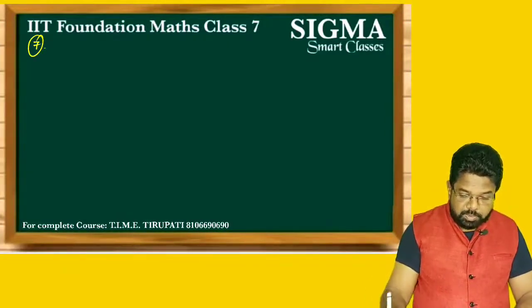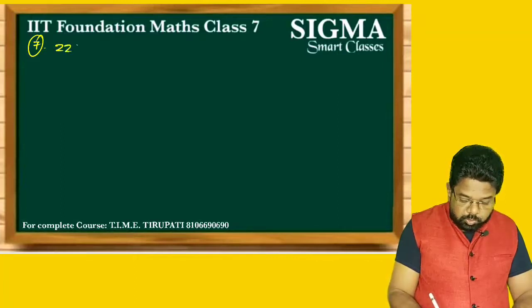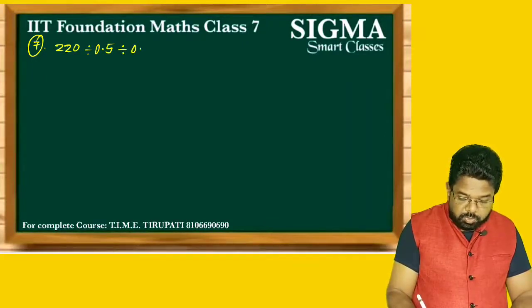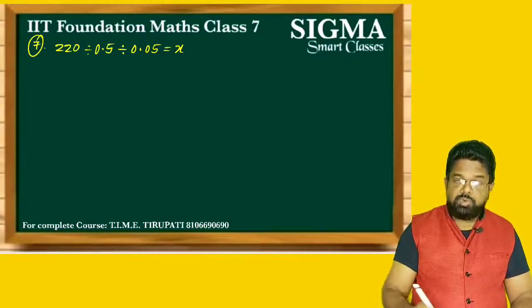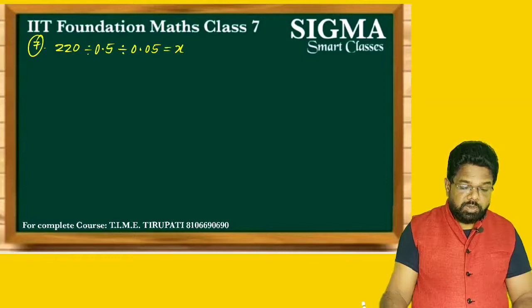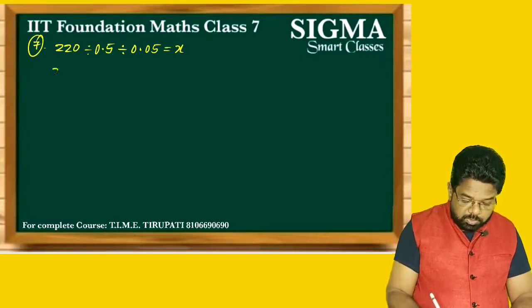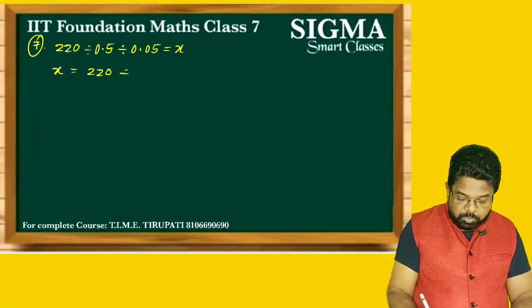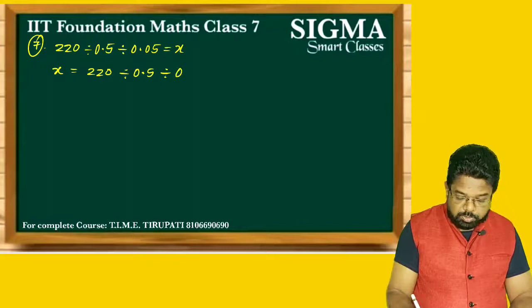Question number 7. 220 divided by 0.5 divided by 0.05 is equal to x. It means you have to simplify this. So what is the value of x? Okay, see here, what is x equal to? 220 divided by 0.5 divided by 0.05.